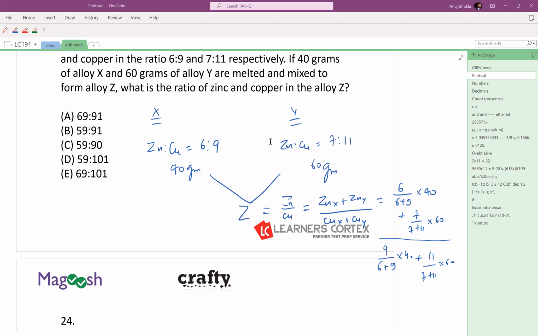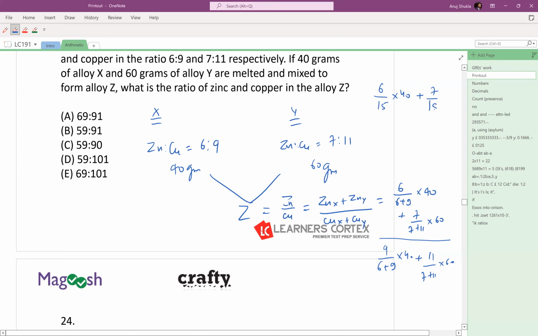Sir, you mean like the 99x equal to like that and all? We have to do that? You have to solve it. 19, not 99x and all something. You have to solve it. Like this one will be 6 by 15, that is 6 by 15 into 40. Solve it. And then this one is 7 divided by 80 into 60. You have to solve this also. And then same way 9 by 15 into 40. And this one is 11 by 18 into 60. You have to solve this completely.